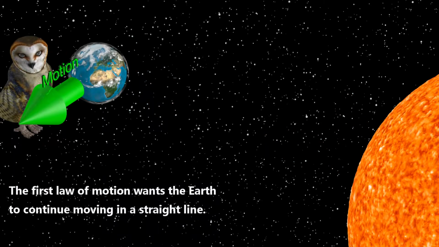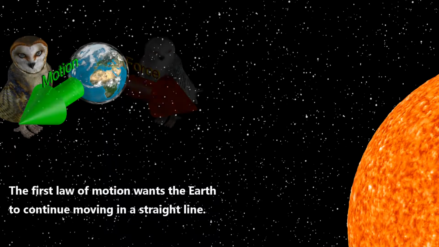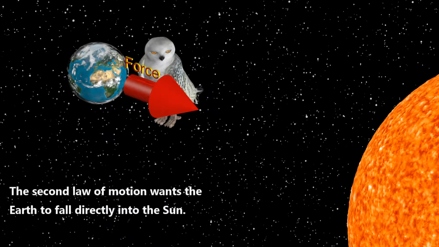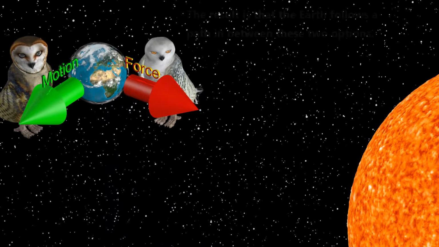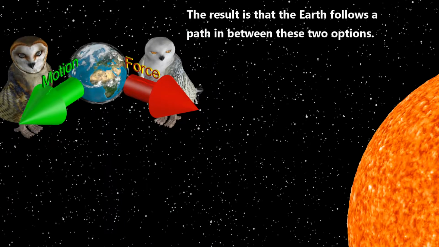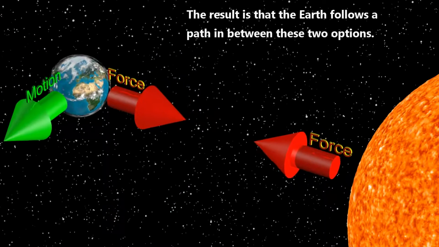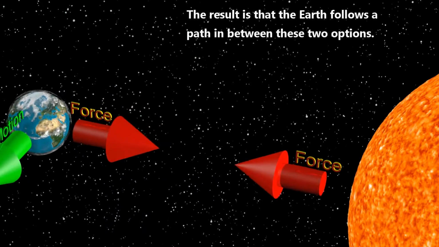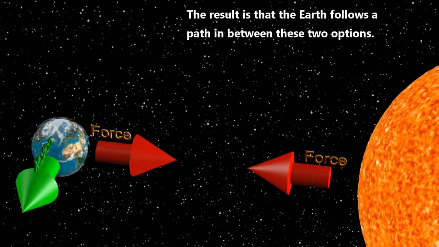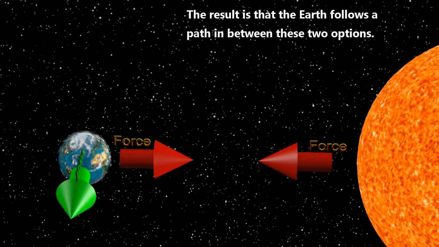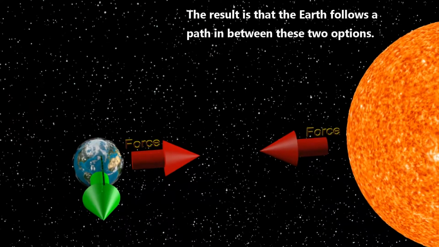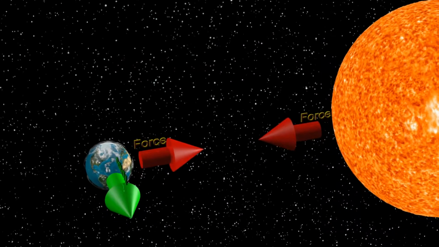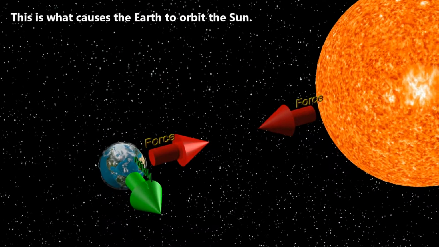The first law of motion wants the Earth to continue moving in a straight line. The second law of motion wants the Earth to fall directly into the Sun. The result is that the Earth follows a path in between these two options. This is what causes the Earth to orbit the Sun.